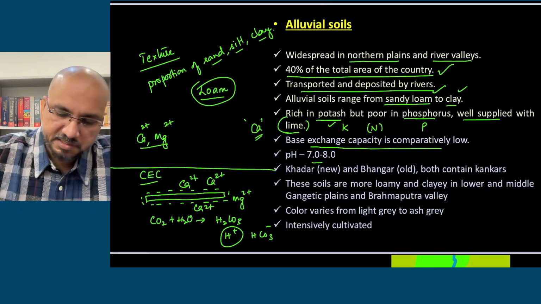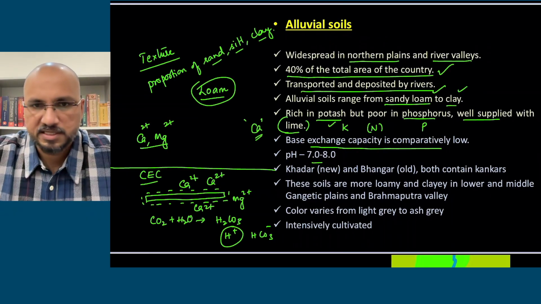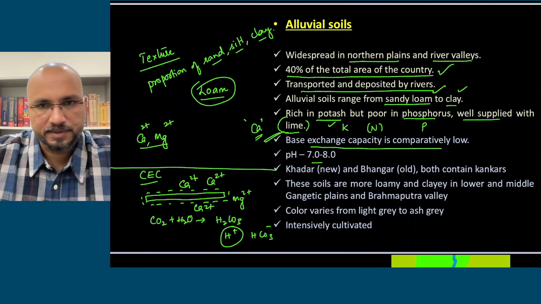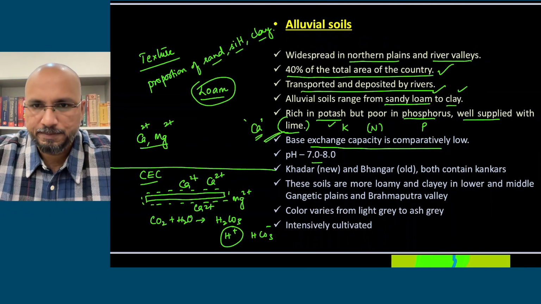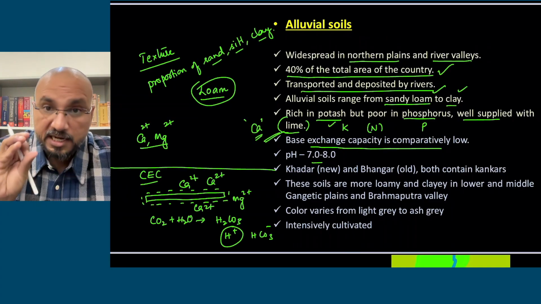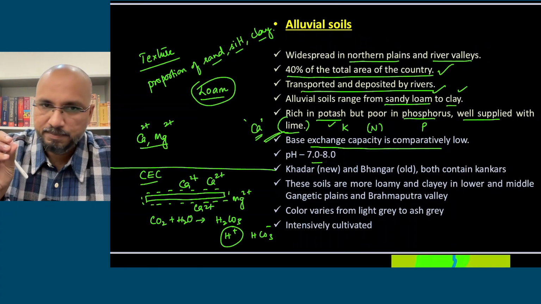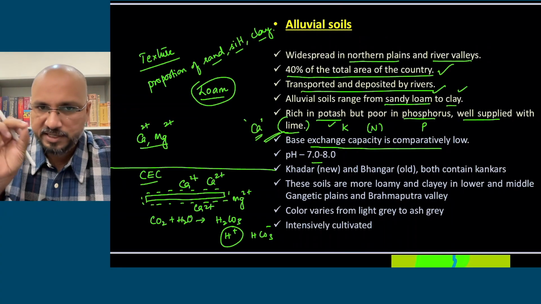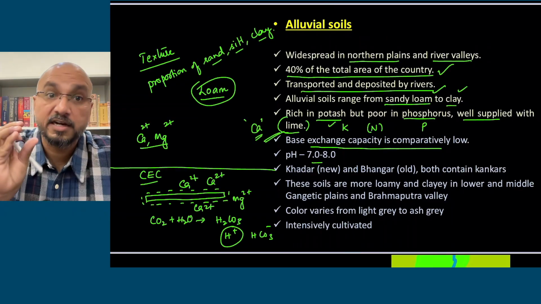pH ranges between 7 to 8. So we are discussing alluvial soils. The pH ranges from 7 to 8 because lime is present here. Okay, they are rich in lime. So even kankar, calcium carbonate concretions, you find. It is because of precipitation of calcium carbonate on your soil particles, which slowly precipitates layer by layer to form kankar.